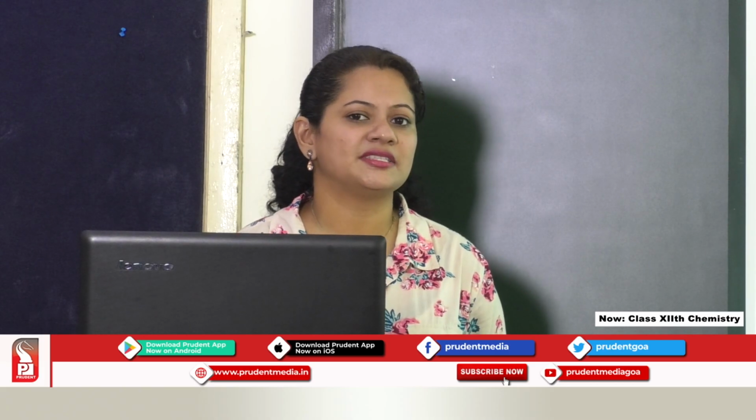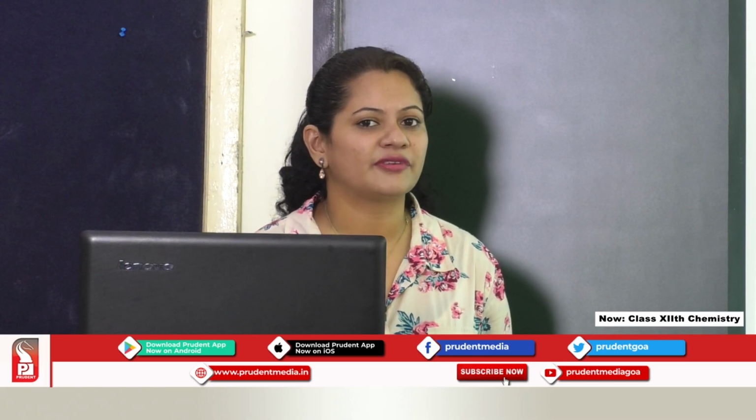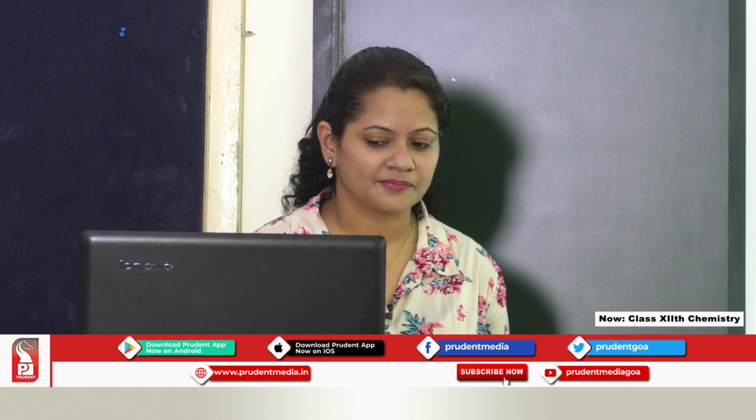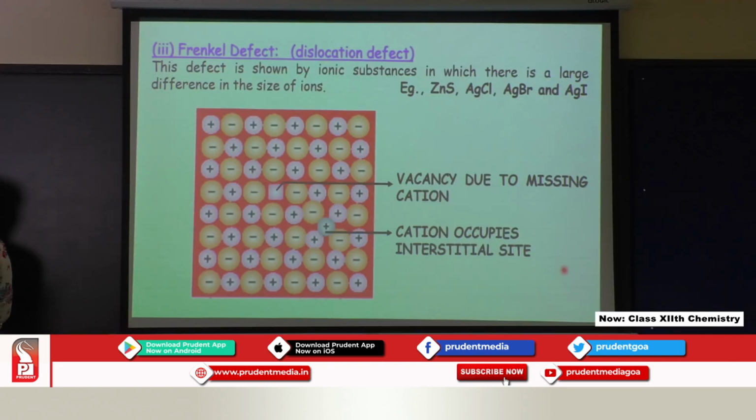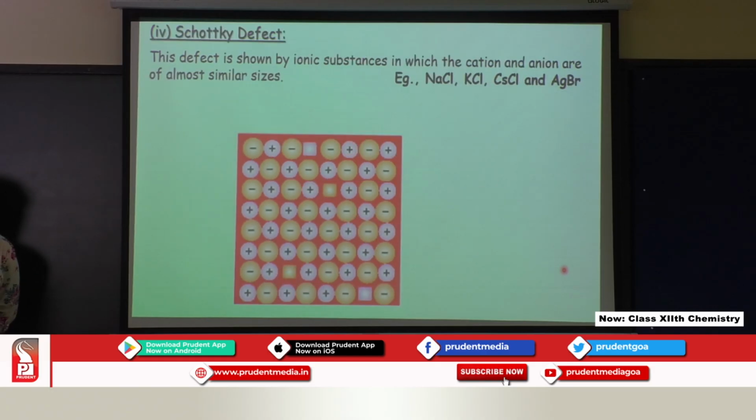What do you think is the effect of this particular defect on the density of the crystal? Yes, students, there is no overall impact on the density of the crystal because the cation has only moved out of its original site and occupied an interstitial space in the crystal. So, density will remain the same.